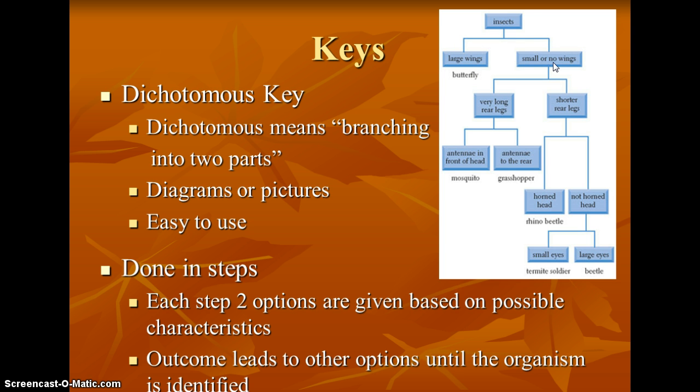So based on its possible characteristics. So for example, you have an insect. Does it have wings? Yes or no? If it has large wings, you go this way. If it has small or no wings, you go this way. And you keep going with your choices until you reach what the organism is. And we're going to do this in class. We're going to head out in the courtyard and identify some trees with a dichotomous key.